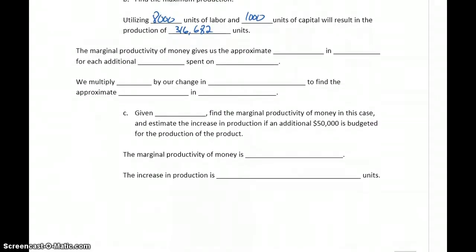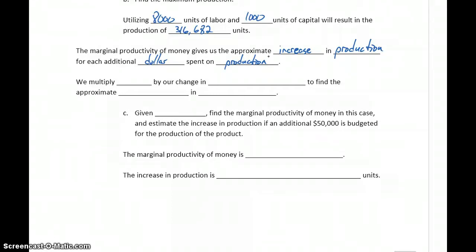But we're going to skip ahead to talk about the marginal productivity of money. The marginal productivity of money gives us the approximate increase in production for each additional dollar that we spend on production. So essentially, we can approximate what's going to happen to our production level if we increase our budget.